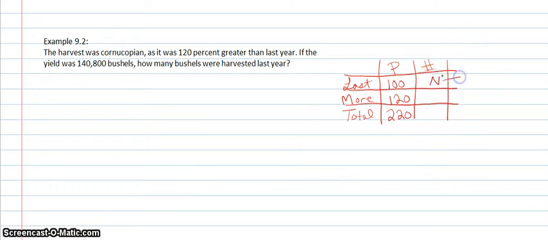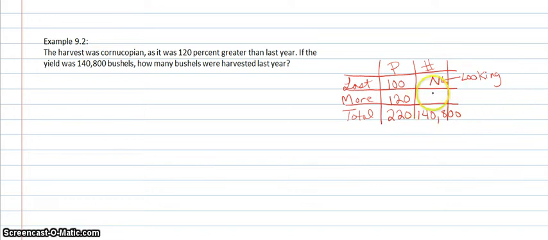And we are actually looking for this number, the actual number for last year's harvest. And then we are given 140,800 bushels that were harvested this year.